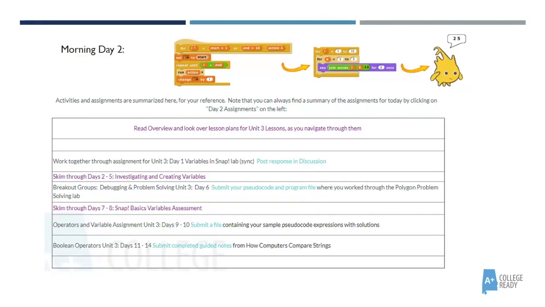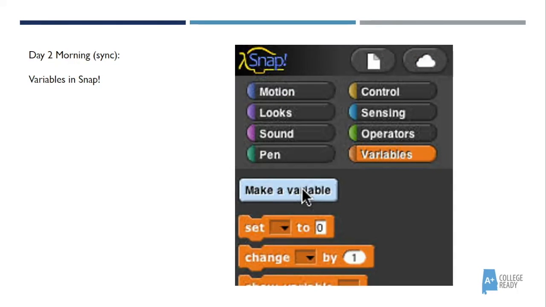So a quick overview of today. We're going to be going over Unit 3 from day 1 to day 14 this morning and completing assignments from 4 of those lessons. In our meeting this morning, we're going to look at variables in Snap, and you'll be able to make a post to the discussion board about some things that you learned.